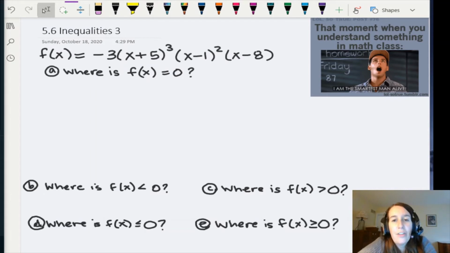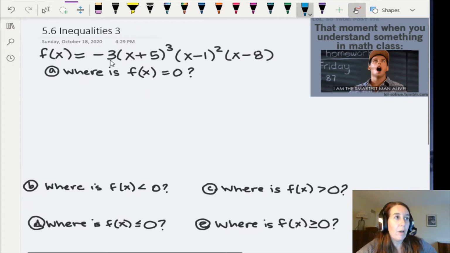So let's look at another example of using a sign chart to solve these problems. This is again a polynomial. In our next video, we will be doing a rational function to see how those work. So here we have our polynomial. It does have some multiplicities, right, that will change whether it crosses the x-axis or not.